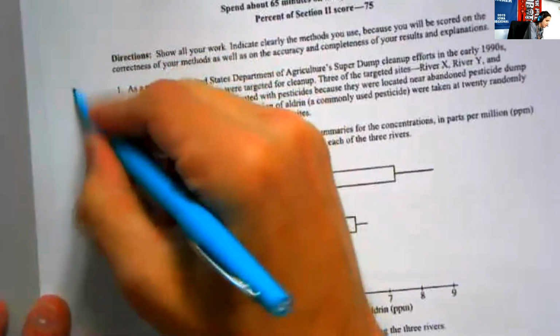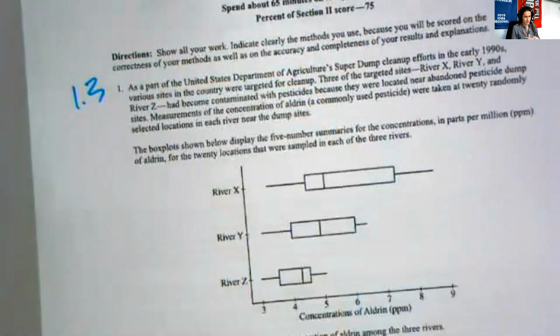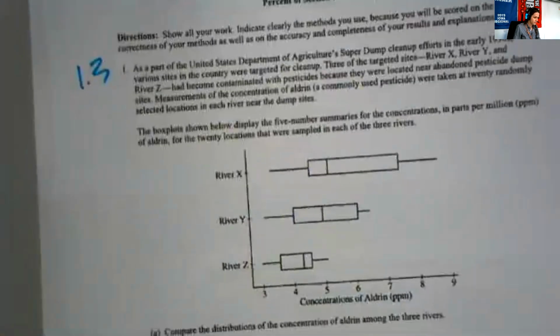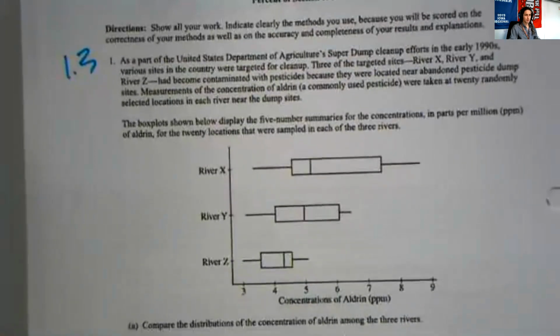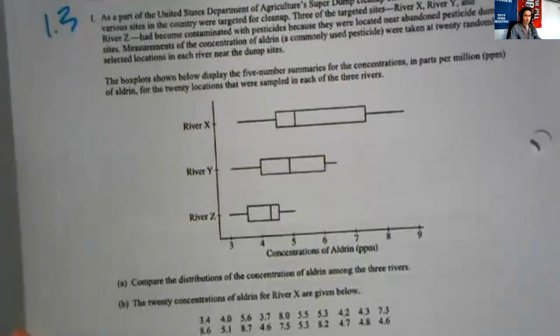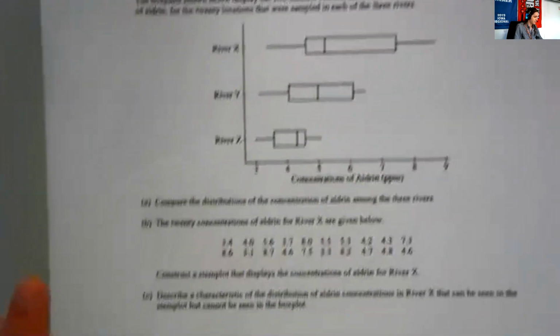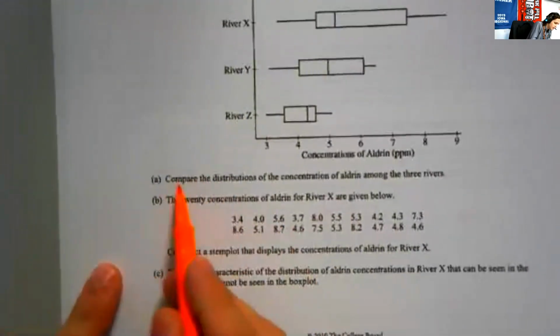We got some box and whisker plots. That's going to be a 1.3 sort of question. So let's get into it. We're measuring concentrations of some contaminant in parts per million for 20 locations that were sampled in each of 3 rivers. We're asked to compare the distributions.